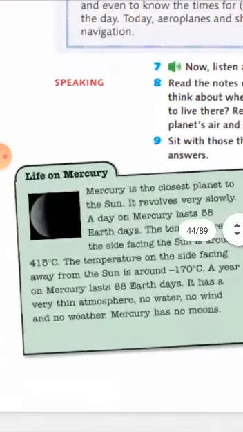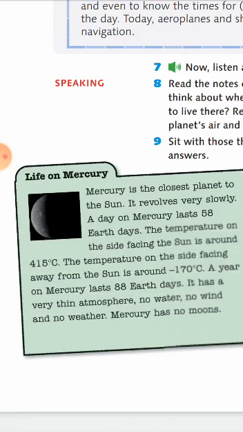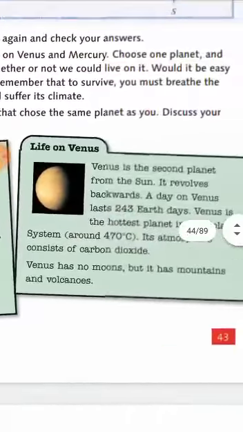Let's read them. Life on Mercury. Mercury is the closest planet to the Sun. It revolves very slowly. A day on Mercury lasts 58 Earth days. The temperature on the side facing the Sun is around 415 Celsius. The temperature on the side facing away from the Sun is around minus 170 Celsius. A year on Mercury lasts 88 Earth days. It has a very thin atmosphere, no water, no wind, and no weather. Mercury has no moons.